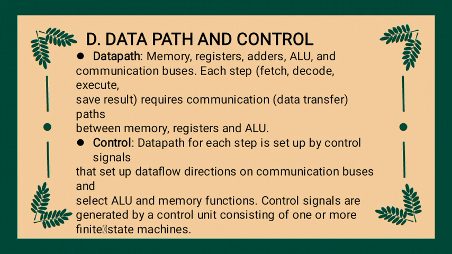Control. The data path for each step is set up by control signals that set the data flow direction on communication buses and select ALU and memory functions. Control signals are generated by a control unit consisting of one or more finite state machines.